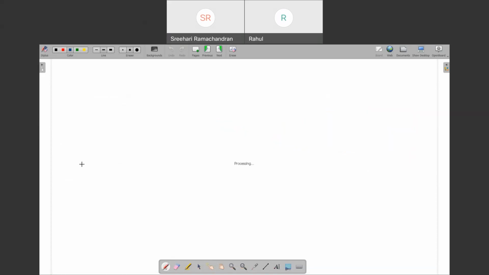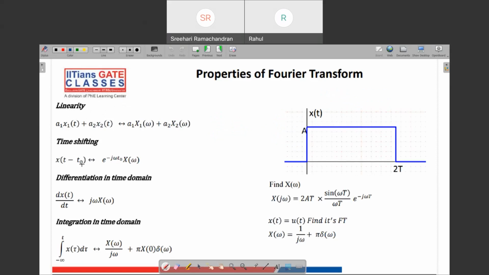Let me go to the next slide. Now again, the similar properties, we will quickly go through them. If a signal is a linear combination of two different signals, then its Fourier transform will also be the same linear combination. Time shifting in the time domain will be multiplication by e to the power minus j omega t naught in the frequency domain. If you differentiate in the time domain, it will be multiplication by j omega, which in the Laplace transform was multiplication by s.